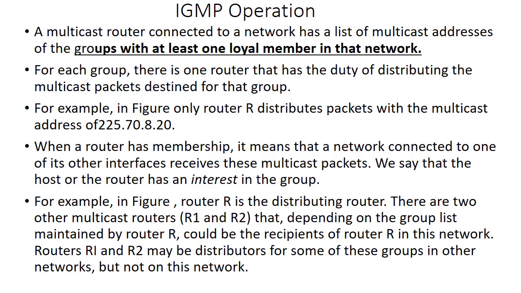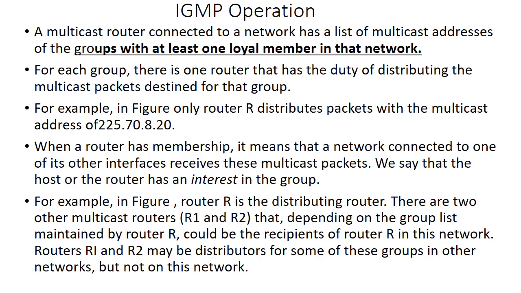So let's have a look at IGMP operation. In IGMP operation, there is a multicast router connected to a network, containing the list of multicast addresses of the groups with at least one loyal member on the network. For each group, there is one router that has the duty of distributing the multicast packets to the destinations of that group. So the network forms group by group.